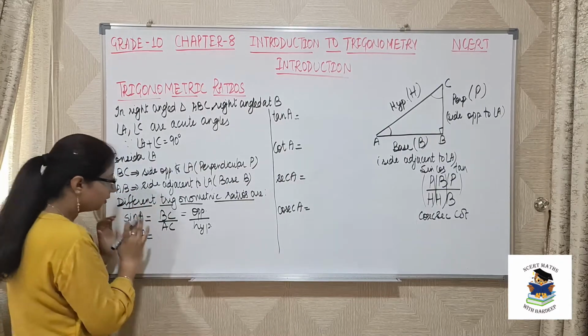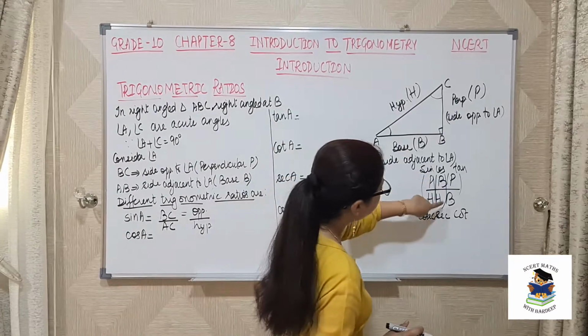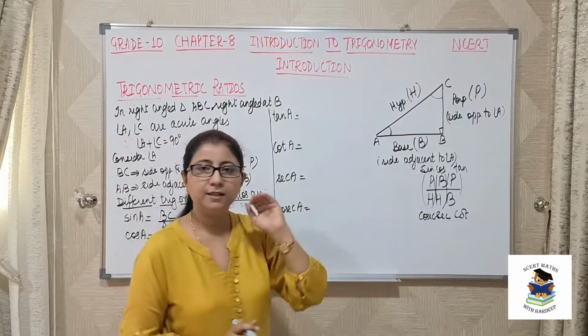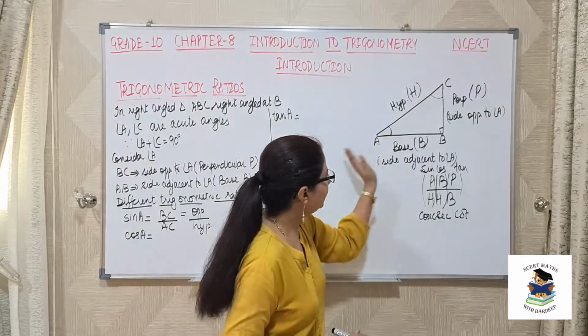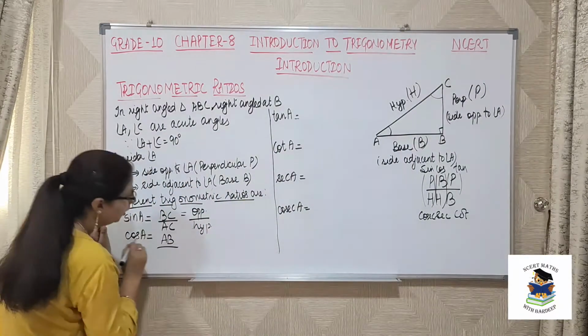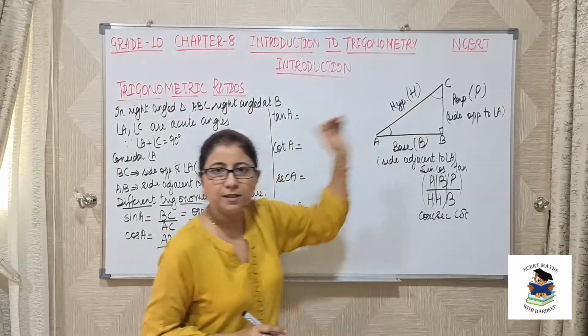Next is cosine A or cos A. Cos A is base over hypotenuse. As I already mentioned, base is the adjacent side. So what is the base or adjacent side? This is AB, over hypotenuse. What is the hypotenuse? This is AC.